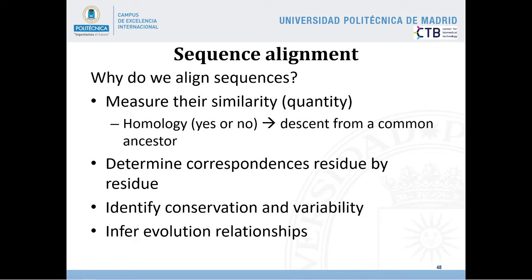So what do we want when we align sequences? We want to measure that similarity that we are saying is a quantity, and from that similarity infer if the two sequences are homologous or are not. We also want to determine the correspondences residue by residue, okay?